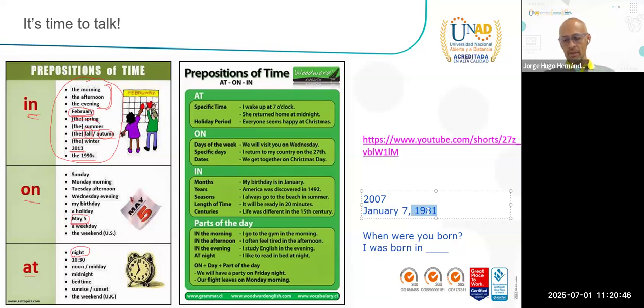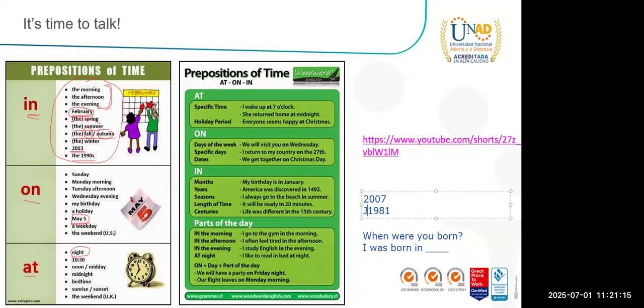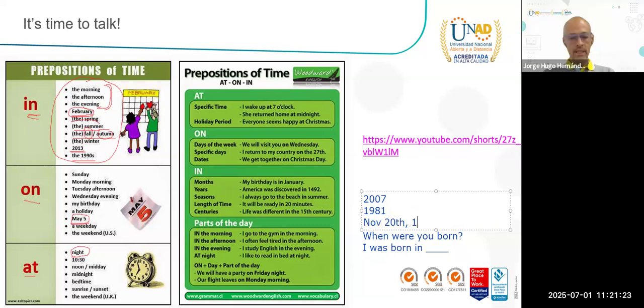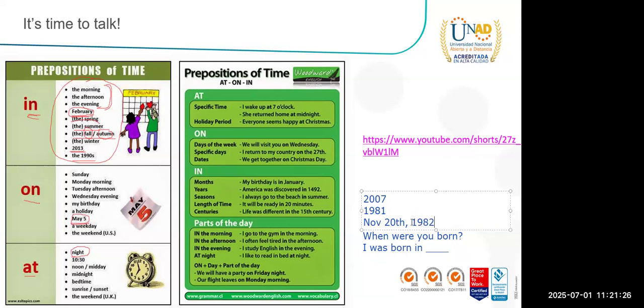Look at the difference. You have to use in, on, in order to say when you were born. It depends on what you are going to say. Only the month. I was born in January. I was born in 1981. I'm going to say the specific date. I was born on January the 7th. Okay, good. Juan Sebastian, when were you born? I was born on November 20th of 1982. That's right? Correct. That's right.